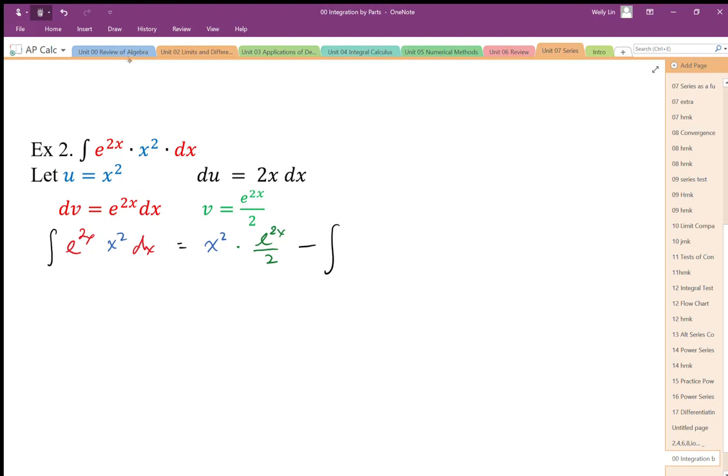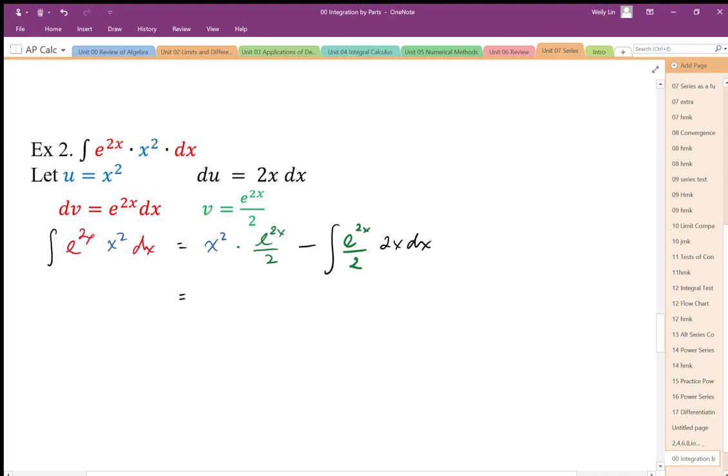Okay, so the parts I used were the u and dv. I generate the other parts by differentiating u, and I integrate dv to get the other part. There's my integral. So the new part that I'm going to integrate, or hopefully can integrate, is going to be e to the 2x over 2 times 2x dx. Okay, and I can simplify that out.